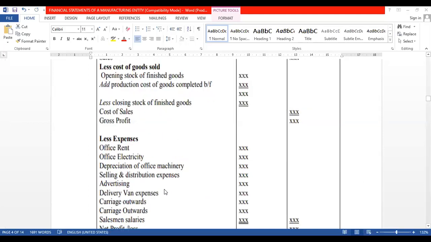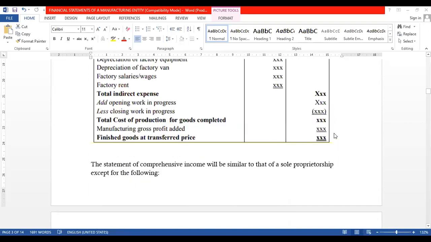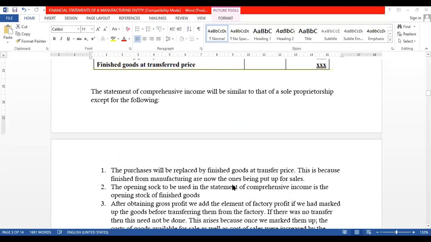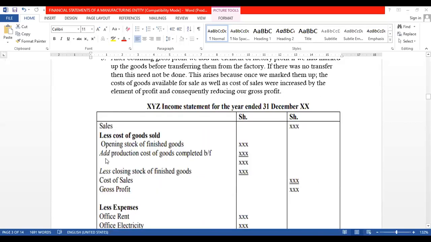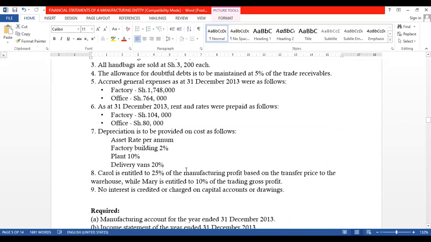Now, before we go there, I want to mention this. This is again the normal trading, profit and loss account, the way you know it: sales less cost of sales, opening stock. Then from opening stock, we add the purchases. But here, for this type of accounts, instead of adding purchases, the cost that we add there is the cost that is at the bottom here: finished goods at transferred price. That is the element that comes in this place where we usually put purchases.